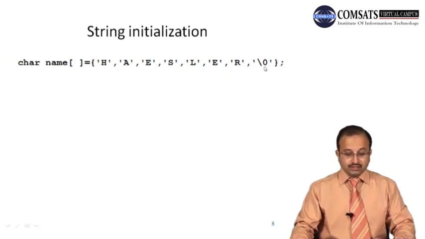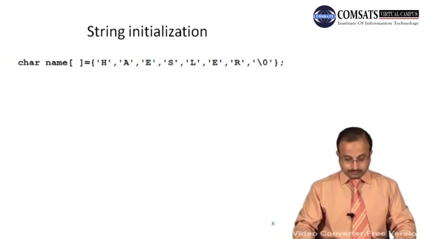This is the character by character initialization of the string name. So what is the size over here? That would be 1, 2, 3, 4, 5, 6, 7 and 8. So 8 bytes of memory will be allocated for the string name, right? And the indexes start from 0 up to 7.